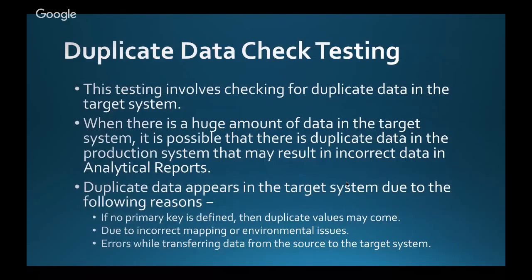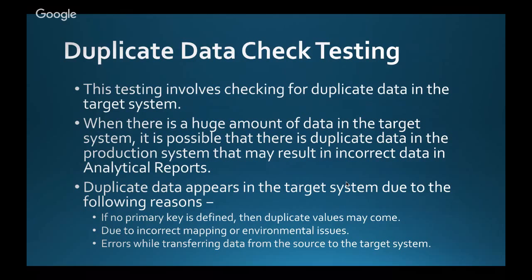Duplicate data check testing. As the name itself says, this testing involves checking for duplicate data in the target system. When there is a huge amount of data in the target system, it is possible that there might be some duplicate data in the production system that might result in incorrect data in the analytical reports. So if we have some duplicate data in production, because of that even our target will have a lot of duplicate data. So we need to verify that duplicate data is not present, or else it will impact the analytical reports or BI reports, or the outcome will be impacted. So such kind of testing is known as duplicate data testing.